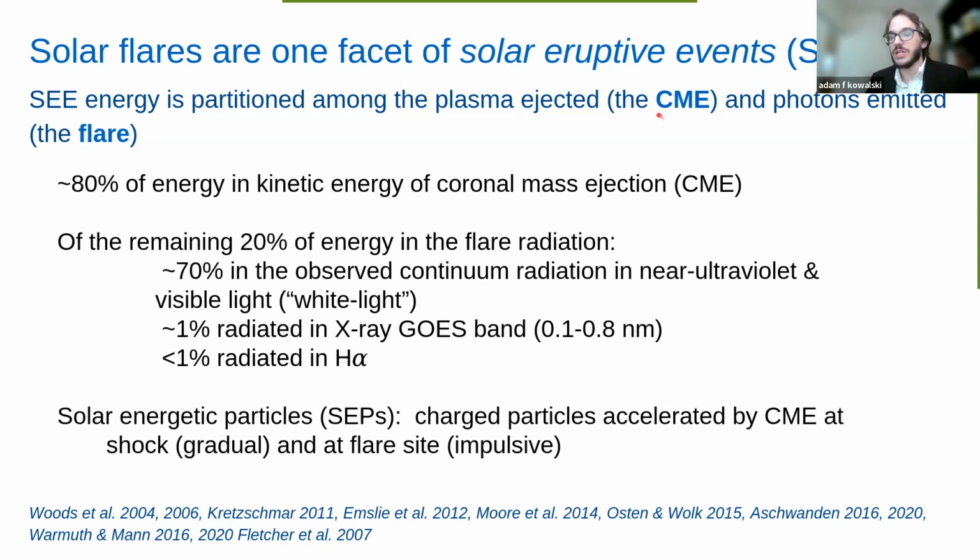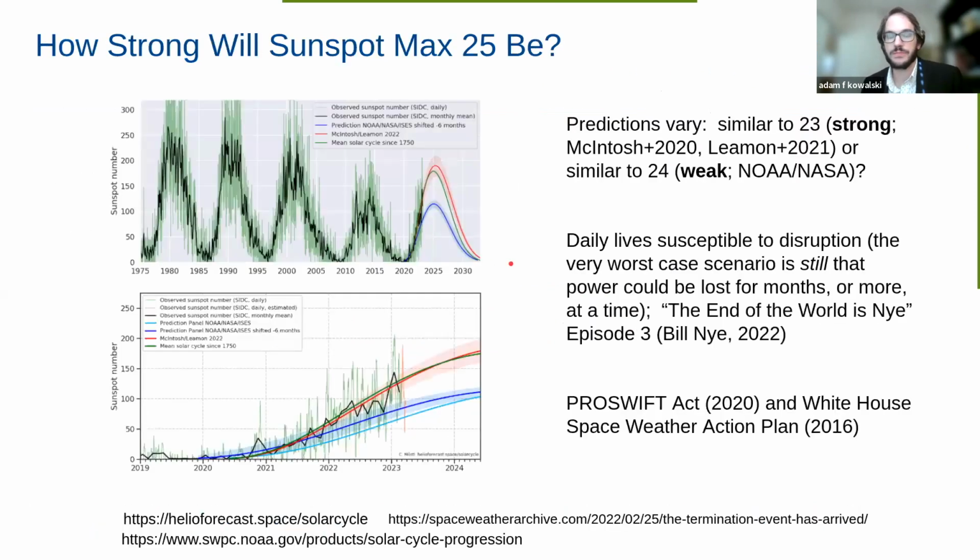It's what's collectively called sometimes the white light, some more jargon there. And very little is actually in the emission lines and the X-rays, which are important for the ionospheric effects. Particles are accelerated at the CME and can reach the Earth ahead of the CME. These are the solar energetic particles, and they can be impulsive or gradual and last for days.